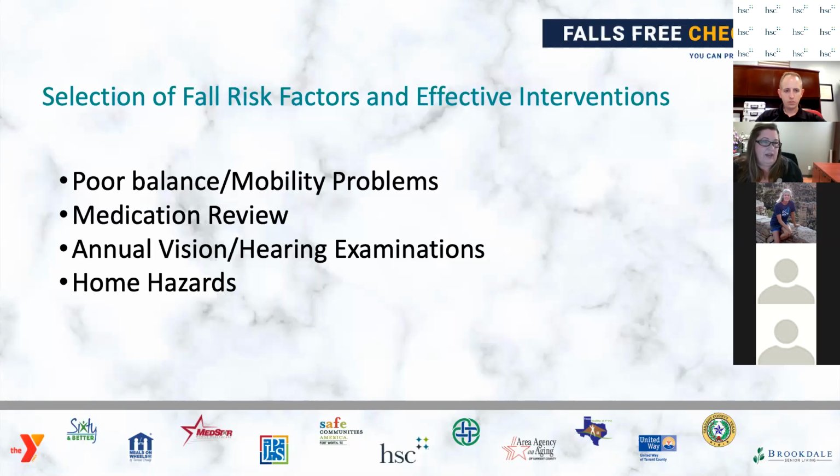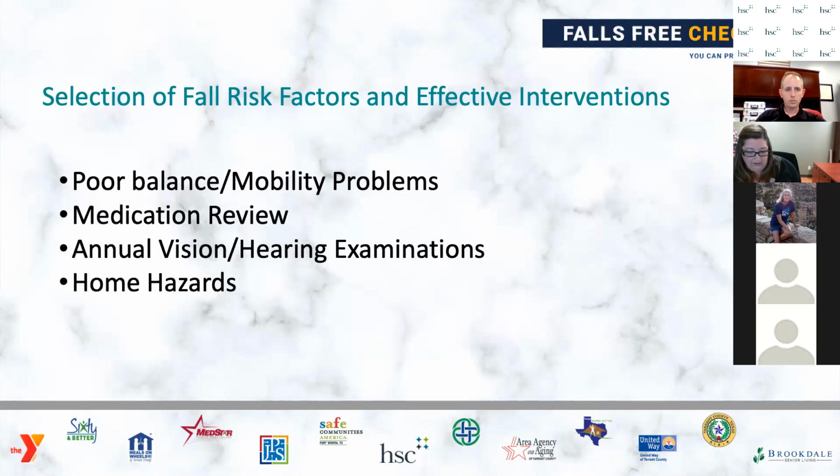So some of the risk factors on there are poor balance, mobility issues, medication review, annual vision and hearing examinations, and home hazards. These are key things that we are going to be talking about in the rest of the week throughout this series, so I won't go into them much, but these are the highlights.